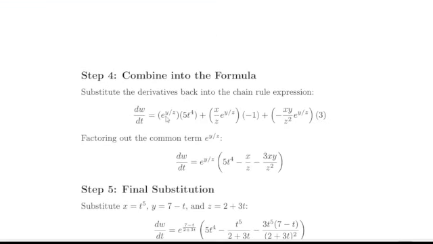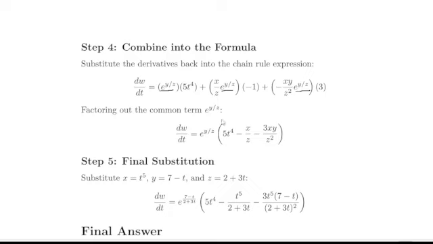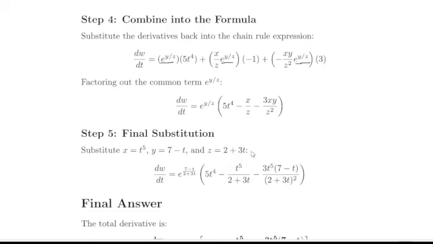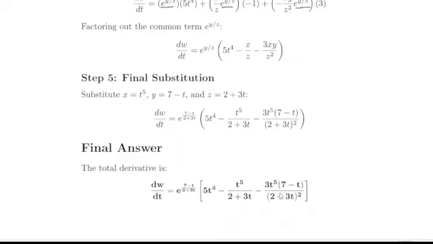So you have e to the y over z times 5t to the fourth, plus x over z times e to the y over z times negative 1, plus negative xy over z squared times e to the y over z times 3. And notice that all three have e to the y over z as a factor, so we can pull that outside. And we're left with 5t to the fourth minus x over z minus 3xy over z squared. And then we can replace what x, y, and z are. And so we get this as our final answer.